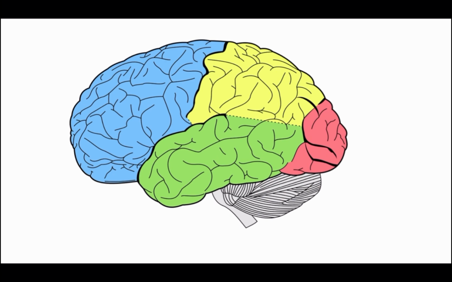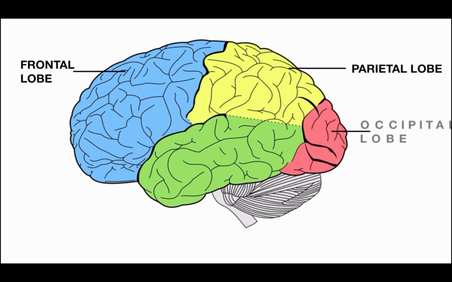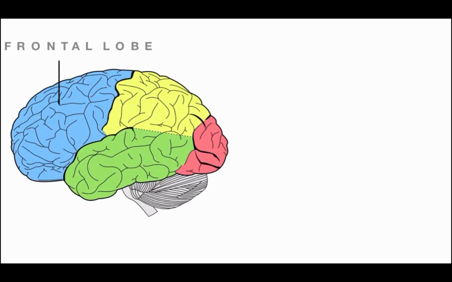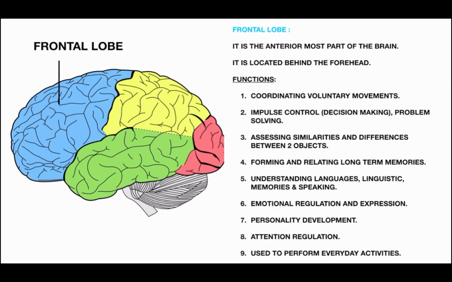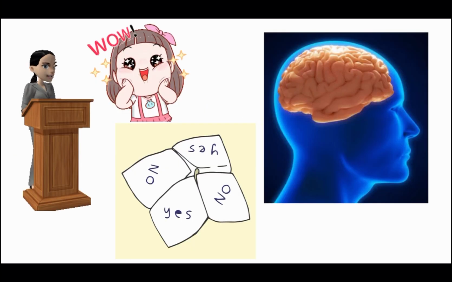The cerebrum is divided into four lobes. They are the frontal lobe, the parietal lobe, the occipital lobe, and the temporal lobe. Each one performs different functions. First is the frontal lobe. The frontal lobe is present in the anteriormost part of the brain. It is located behind the forehead.